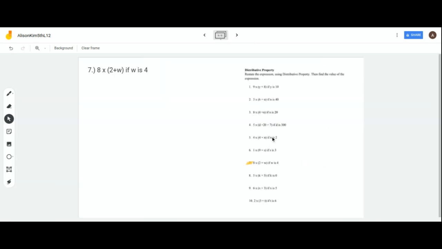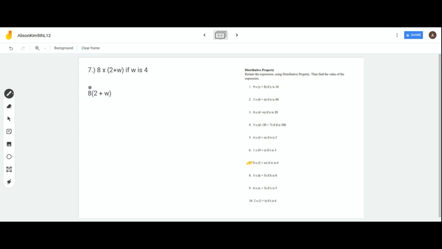Now let's do distributive property. So we're going to do number 7 together. Number 7 gave us 8 times 2 plus w if w is 4. It says to restate the expression using distributive property, so we're going to do that first. And if you guys don't know what distributive property is, I'll show it right now. It's easier to see it like this. We're going to disregard that w is 4 for now. So 8 times this expression given here is the same thing as this one, 2 plus w. It's easier to see it that way. Let's put a space because I'm going to do some drawing.